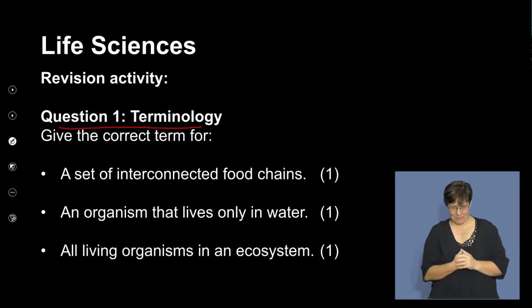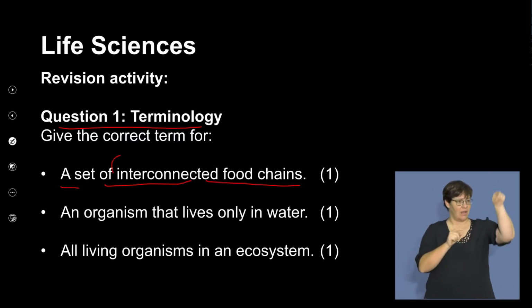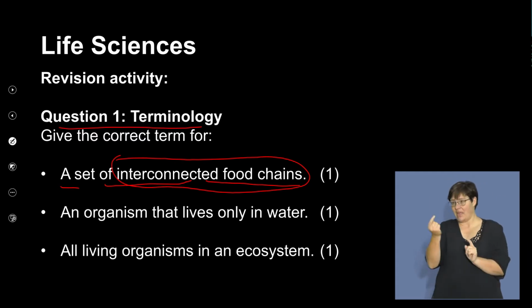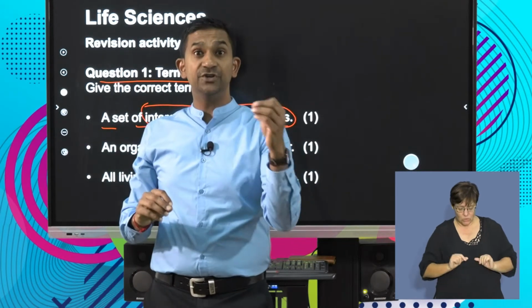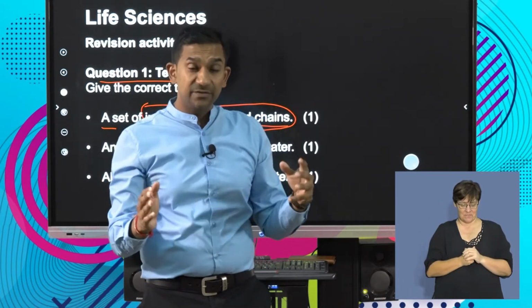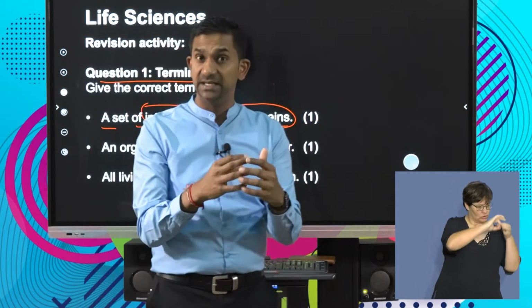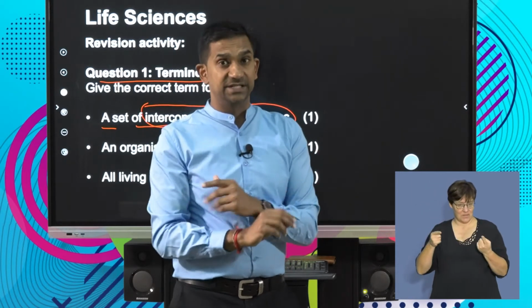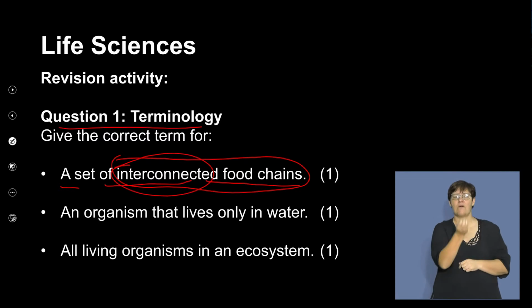So the first term we're going to look at is a set of interconnected food chains. So guys, remember that when we talk of food chains, again, a food chain shows the flow of energy from the producers all the way up to the different trophic levels. However, when we go into an ecosystem, we see that food chains are interconnected, meaning we've got food chains that connect at different levels. And that term that shows the interconnected food chains is called food webs.